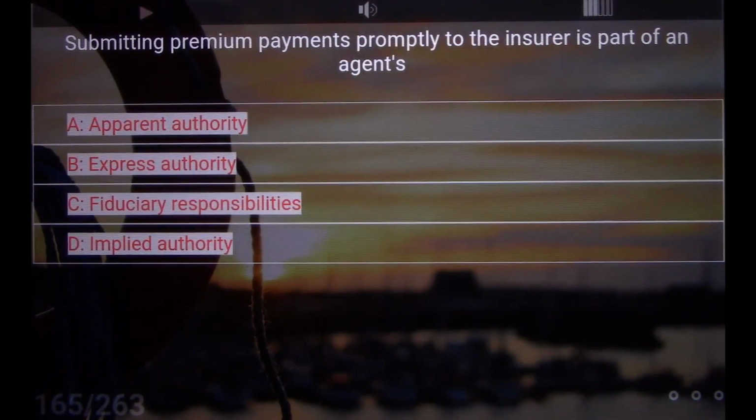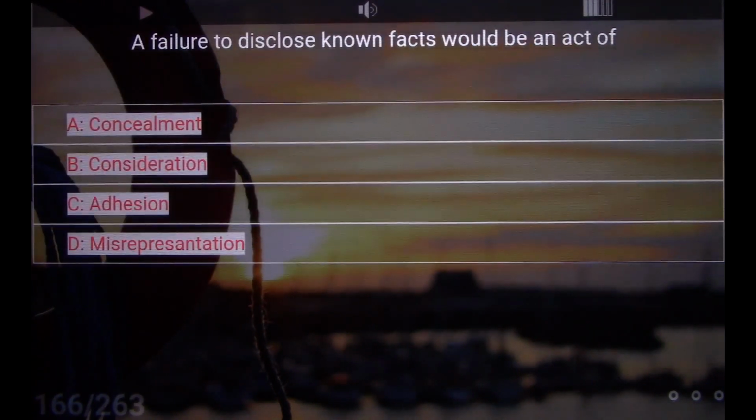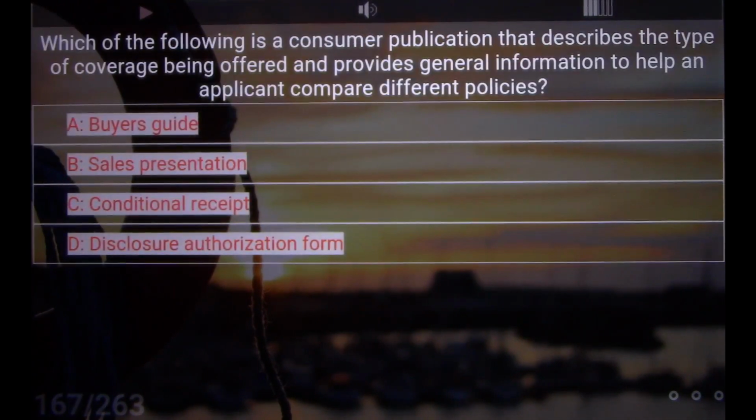Submitting premium payments promptly to the insurer is part of an agent's C. Fiduciary responsibilities. A failure to disclose known facts would be an act of A. Concealment. Which of the following is a consumer publication that describes the type of coverage being offered and provides general information to help an applicant compare different policies?